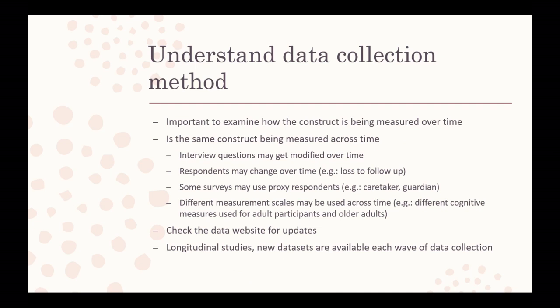It is important to identify how a particular construct or variable is being measured over time, especially since secondary data sets are collected over a long period of time. So you have to see how that variable is being measured over time. It could be income, it could be education, it could be medical history, it could be any variable, but you have to see how it was being collected and measured over time. And is that same construct or that same variable being measured across time?